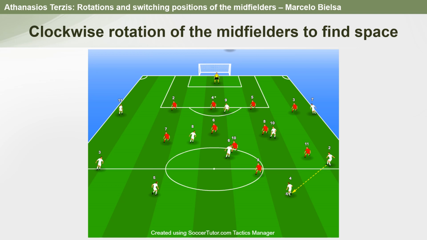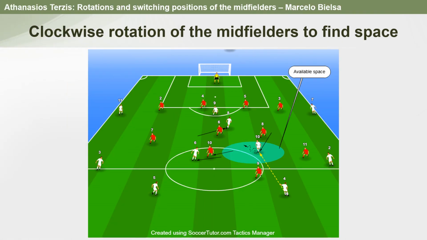After presenting the counterclockwise rotation of the midfielders in order to find space, let's move on to a situation where a clockwise rotation of the midfielders is used. As soon as the ball is passed to the central defender number 4, the defensive midfielder number 6 triggers the clockwise rotation of the midfielders.